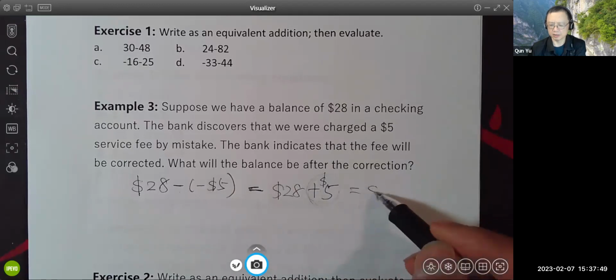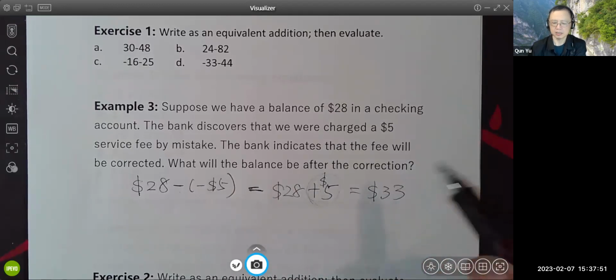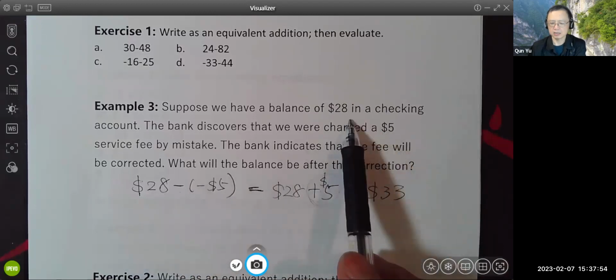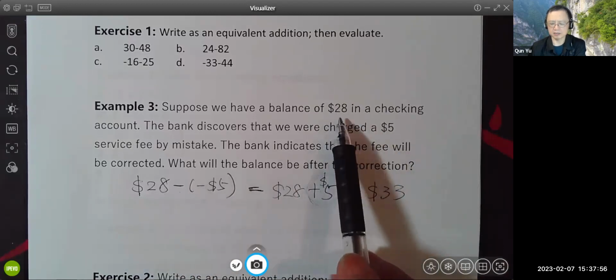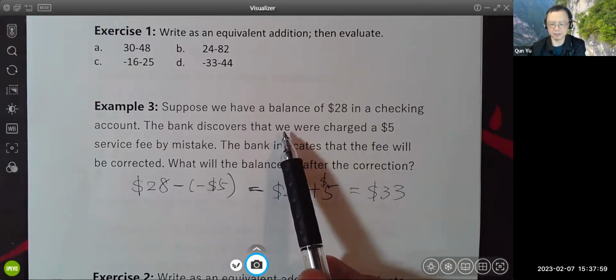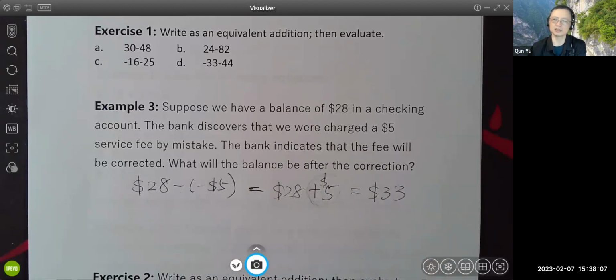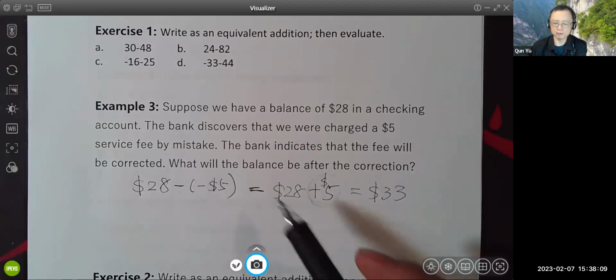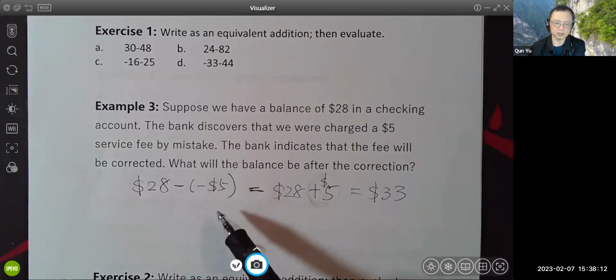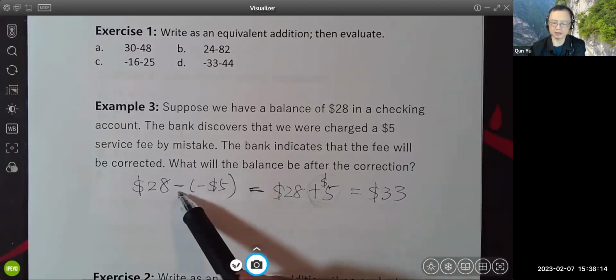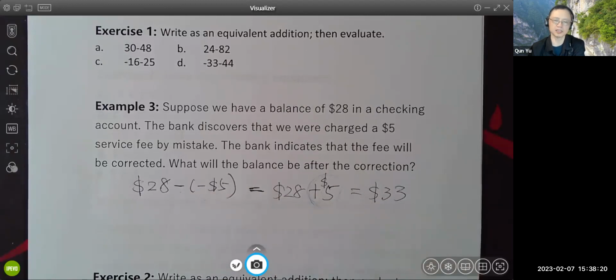Now the total amount is $33. Say this $28 was the amount after you got charged the $5 service fee by mistake. If you were not charged, it would have been $33 in the first place, right? So hopefully this makes sense to you. But to make things easier in terms of calculation, whenever you have minus negative, it's just equivalent to plus. Negative equals positive. You just look at it that way as a shortcut, so you can do calculations a little bit faster.